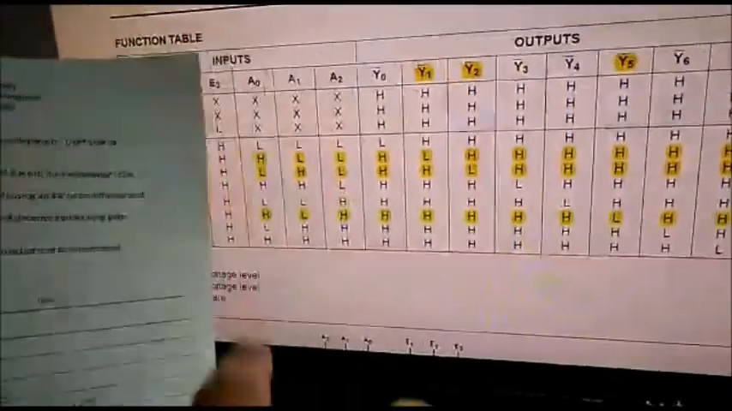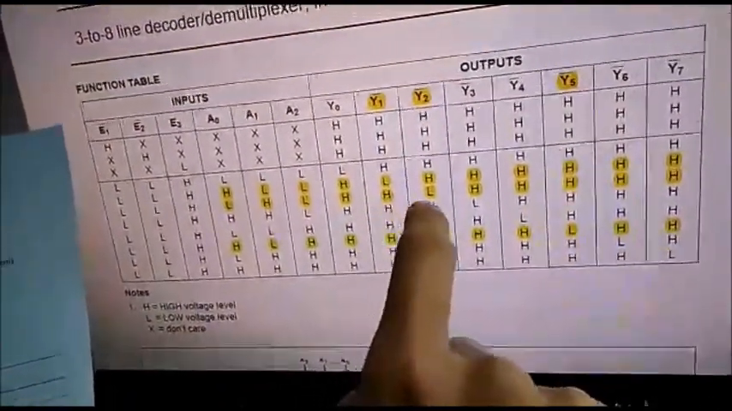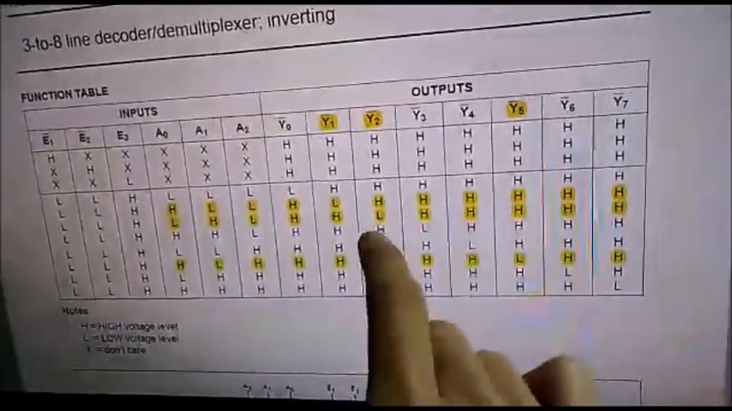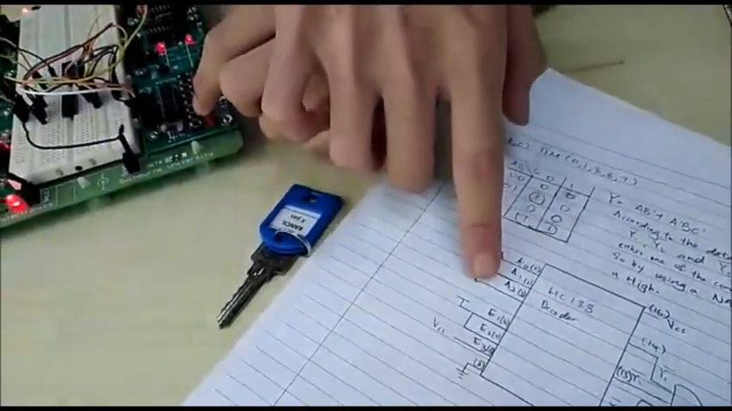Likewise, when it's low, high, low, 0, 1, 0, it has to be high as well. So Y1 is high, but Y2 is low, and Y5 is high. So it will result in 1 because of the NAND gate here. And now we will demonstrate it using the circuit here. The first switch is connected to A0, the second switch is connected to A1, and the third switch to A2.